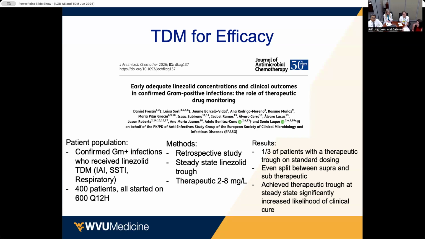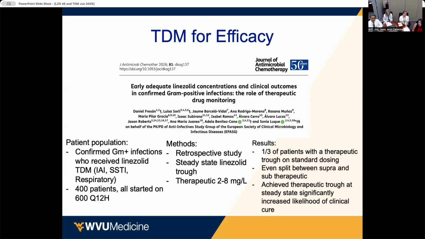So this was a retrospective study. They did get a steady state linezolid concentration right before that 5th dose of therapy, and they considered therapeutic trough to be between 2 and 8. So the results that I thought were most compelling out of this is that only a third of patients achieved a therapeutic trough on standard dosing, and it was pretty even split between the other 2/3 between supra and subtherapeutic.